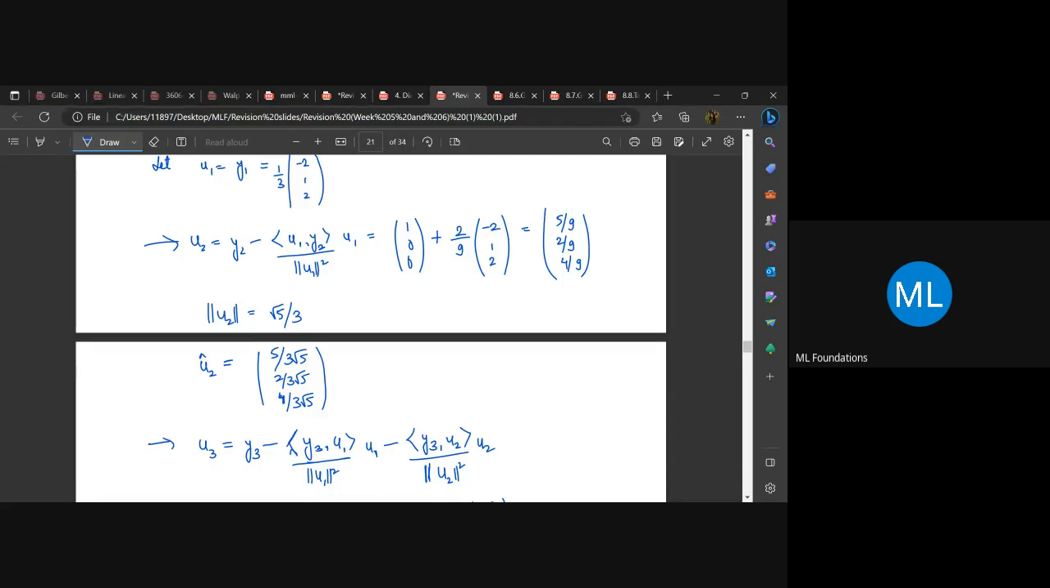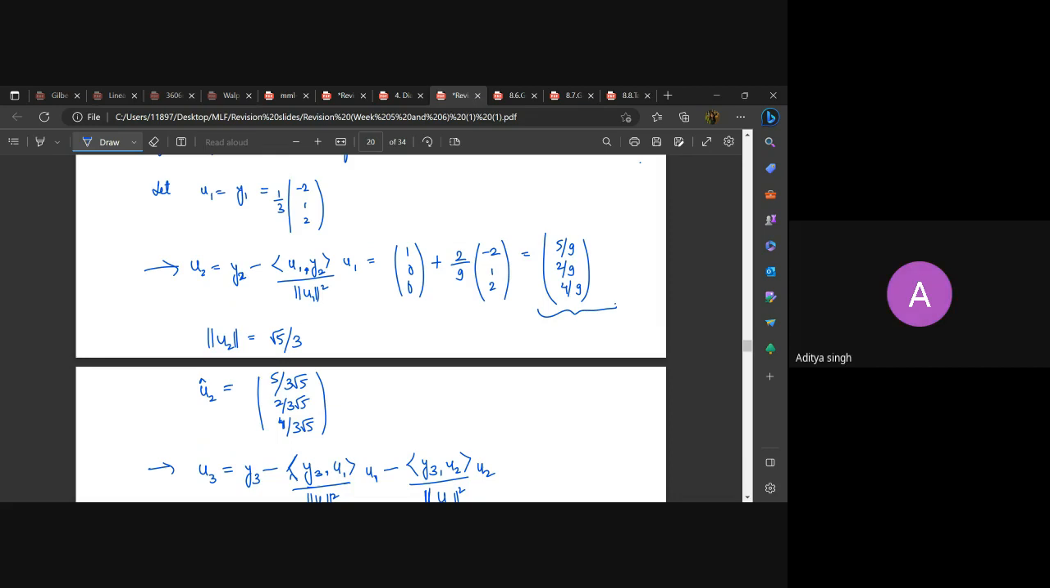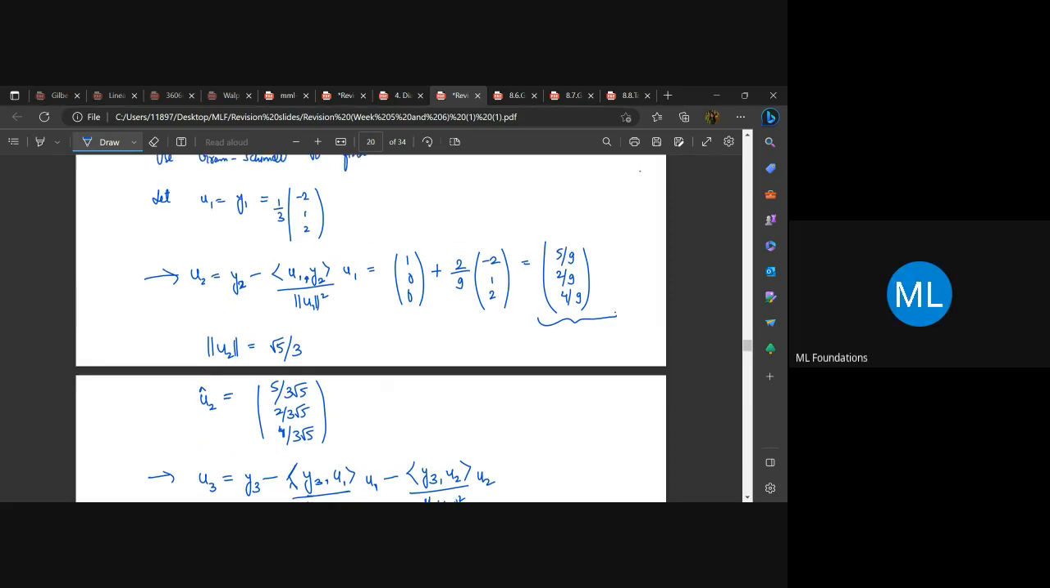Did you get this answer? 5 by 9, 2 by 9, 4 by 9? No, ma'am. So this is the Gram-Schmidt process, right? This is what we do. Ma'am, in the last we multiplied with U1. Yeah, we multiplied with U1. And can you please do it for only U2?